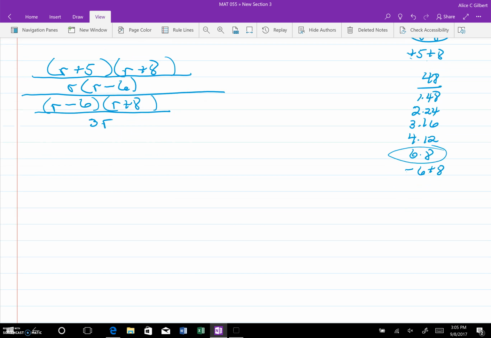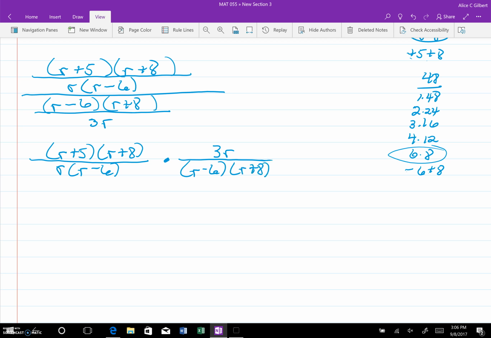Now, I'm ready to do copy dot flip. So r plus 5, quantity r plus 8, over r minus 6, times, turn the divide to multiply, copy, dot, and flip. We're going to do 3r and r minus 6, r plus 8. Okay, so r plus 8, and because these 3 times r are being multiplied, the r I can get rid of. And that looks like it's it.